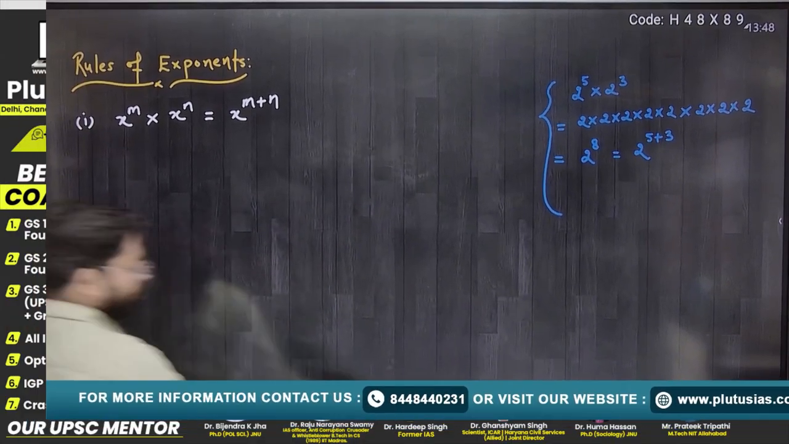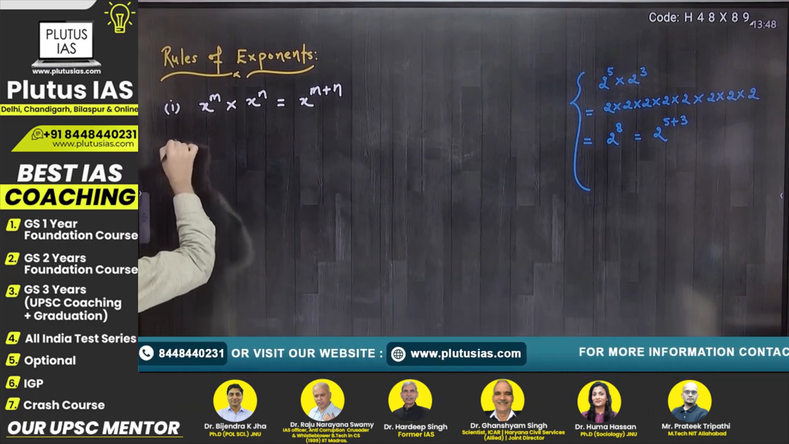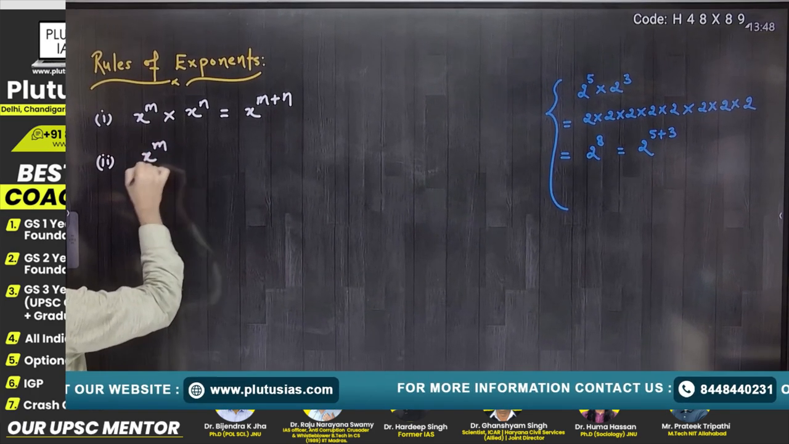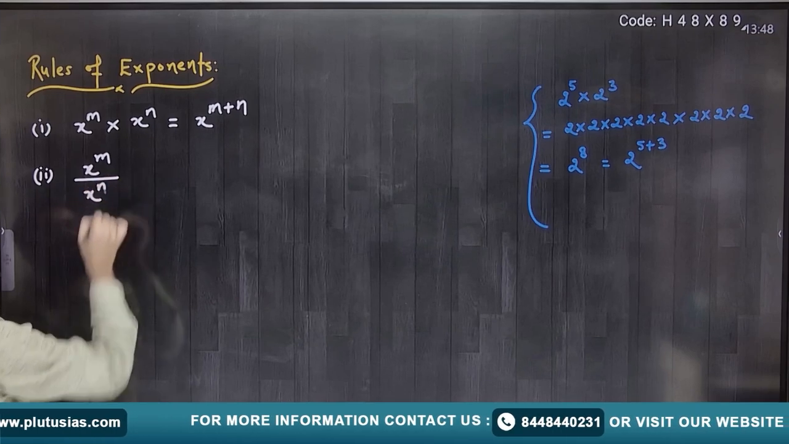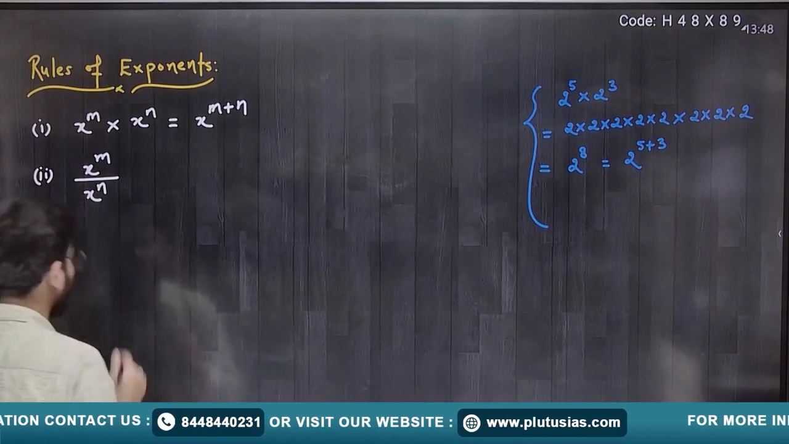Next one, second rule. The second rule is x raised to power m divided by x raised to power n. Okay, x raised to power m divided by x raised to power n.